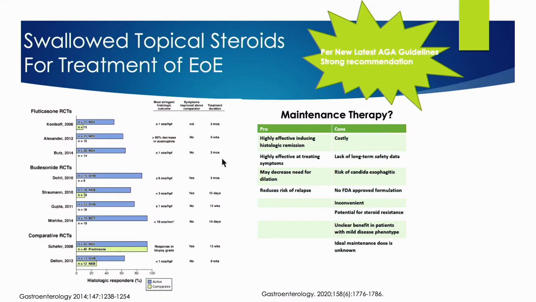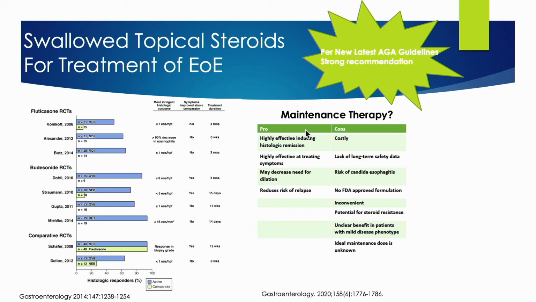Now, topical steroids are very effective, and this has been shown by many studies. In the AGA technical review last year, they looked at 8 studies encompassing 437 patients. Over 70% of the patients had a response compared to less than 15% with placebo. And while these are highly efficacious, if you stop therapy, there's a very high rate of recurrence. So the argument is often made for maintenance therapy.